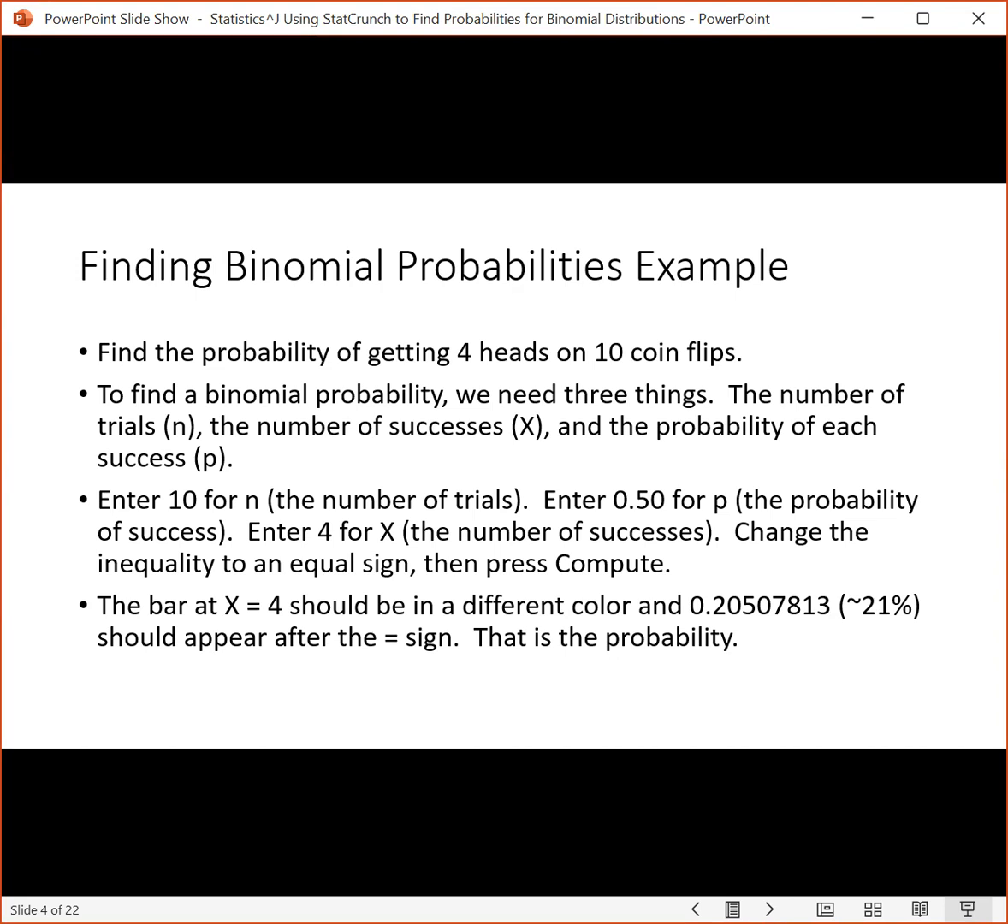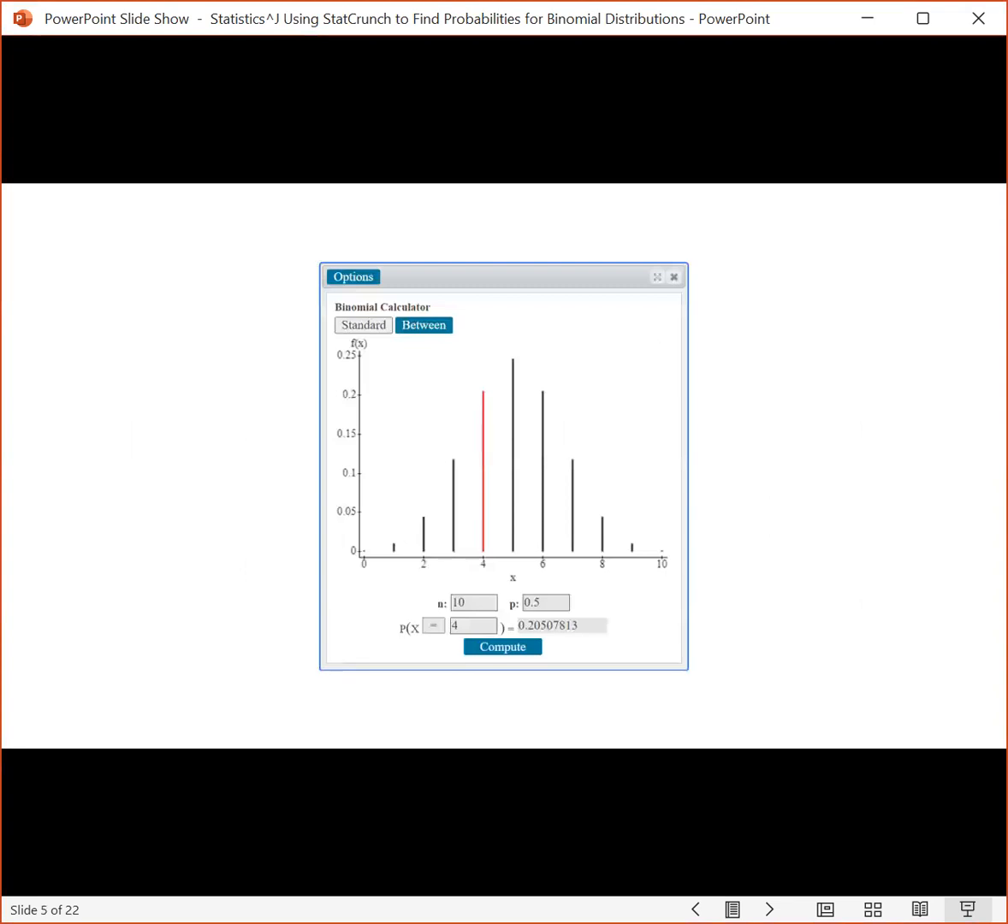All right, if you go ahead and hit compute, what should happen is that the bar at x equals 4 should be in a different color, and the probability, which is around 21%, should appear after the equal sign. So this is what it should look like. We've got the number of trials, which is 10, 50%, flipping coins. We want to get 4 heads, put an equal sign where the inequality was, and then you should see this.